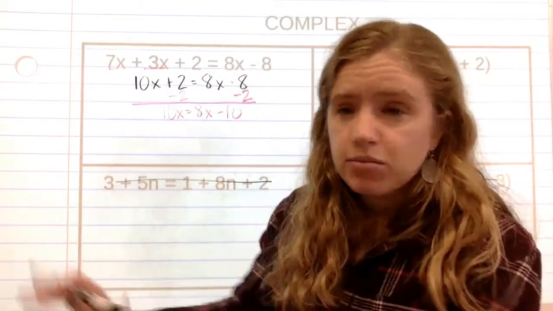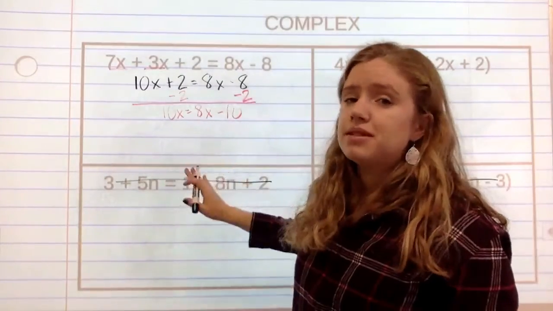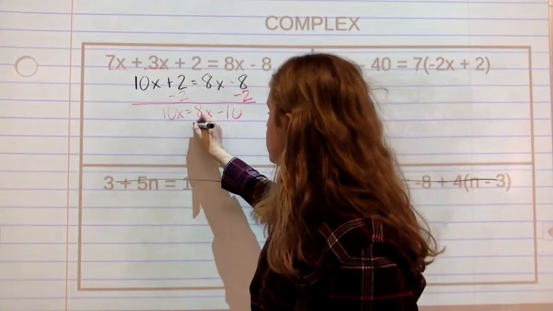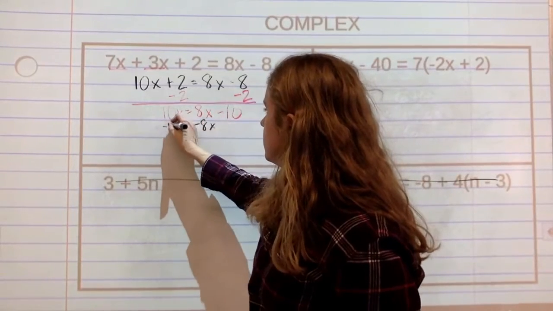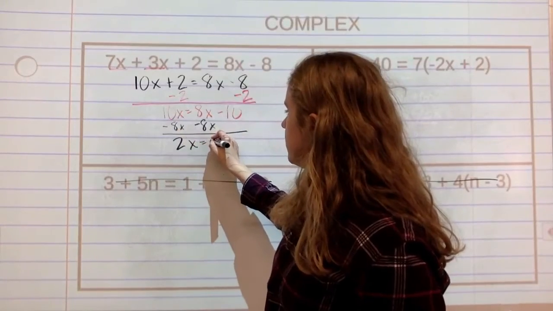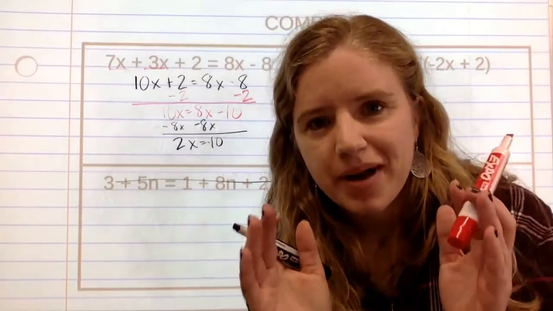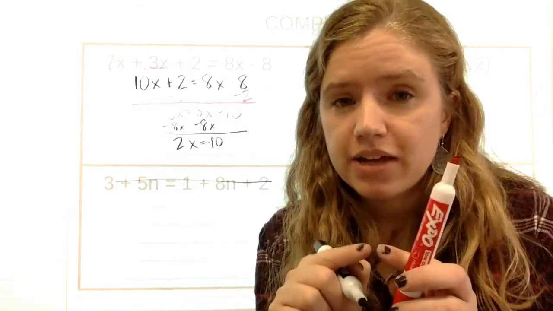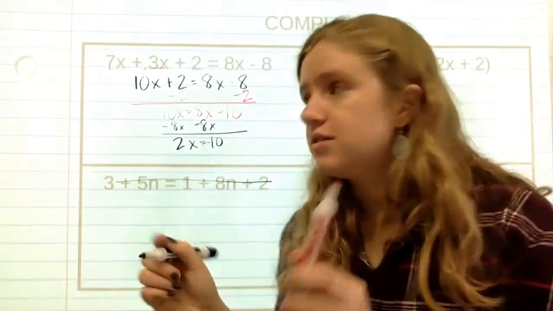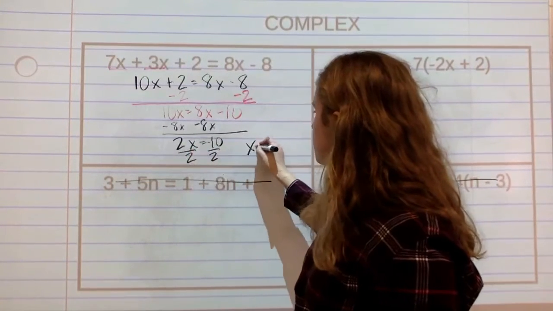Okay, constants are on the right. I got to move my variables to the left. So I'm going to take this 8x. And the opposite of plus 8x is going to be minus 8x. You get 2x equals -10. Now the only question I have to do is how do you get the x by itself? Right now it's multiplication. So the inverse of multiplication is division. We're going to divide both sides by 2. X equals -5.